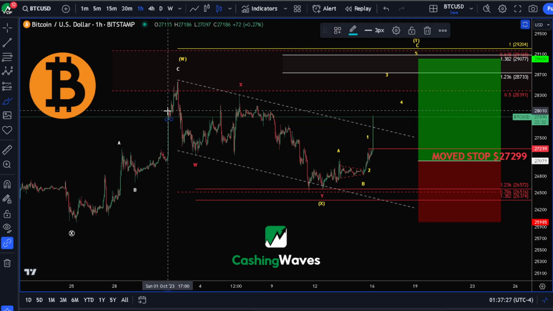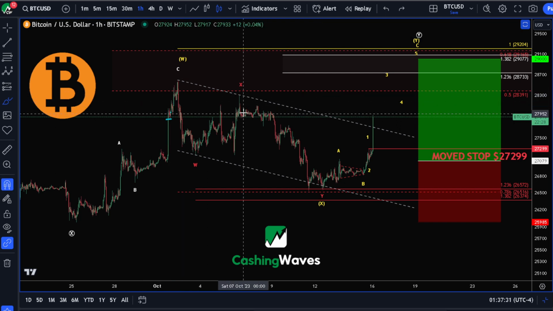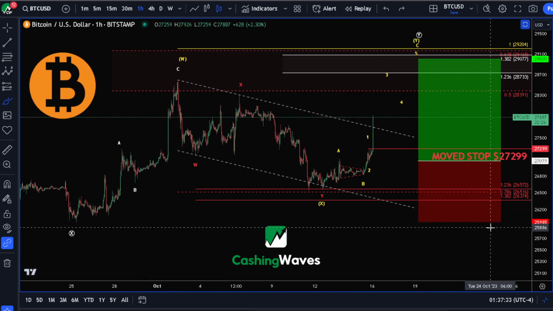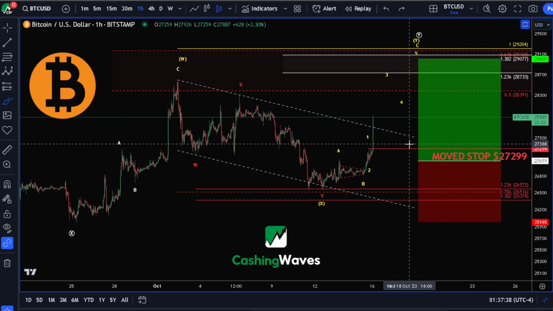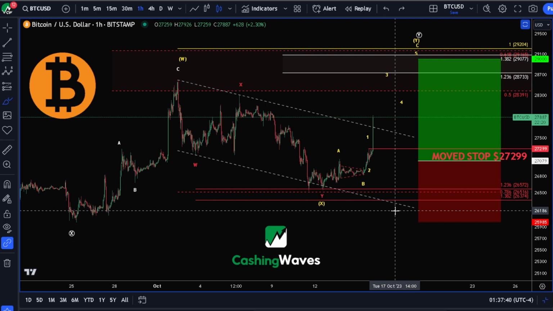So once we break this level, stop moves. Once we break this level, stop moves. Until we get that 29,000 area. So that's it for Bitcoin, guys. That's what I'm looking for. Can't lose money on this trade anymore.